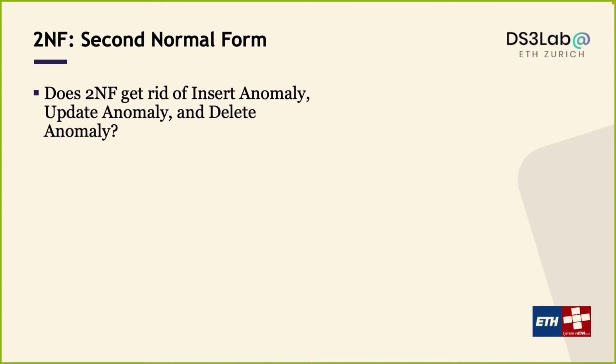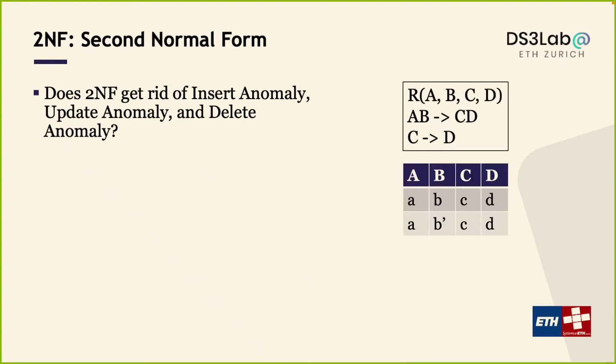One question I want you to think about is, now we know this notion of second normal form, and we know if something is not in second normal form, there could be data redundancy. But does second normal form get rid of all the data redundancies? That's one question that we want to think about. Now let's look at this example.